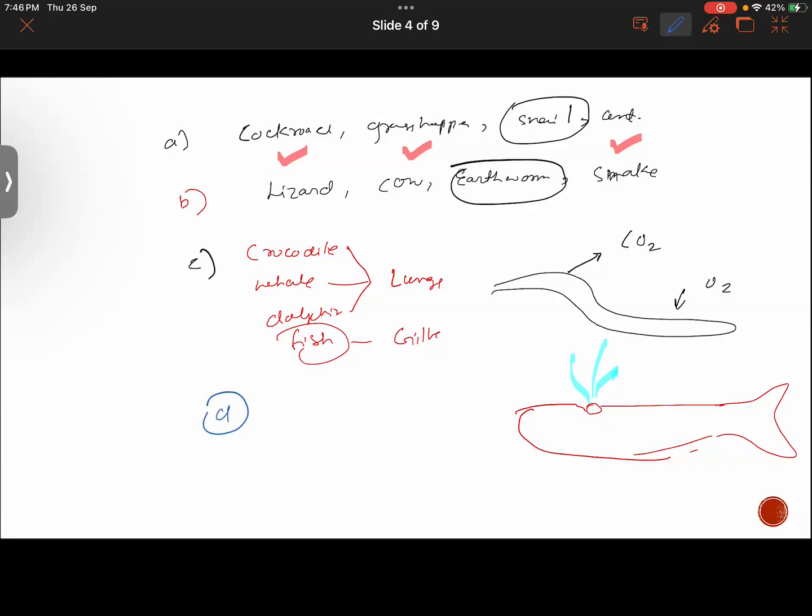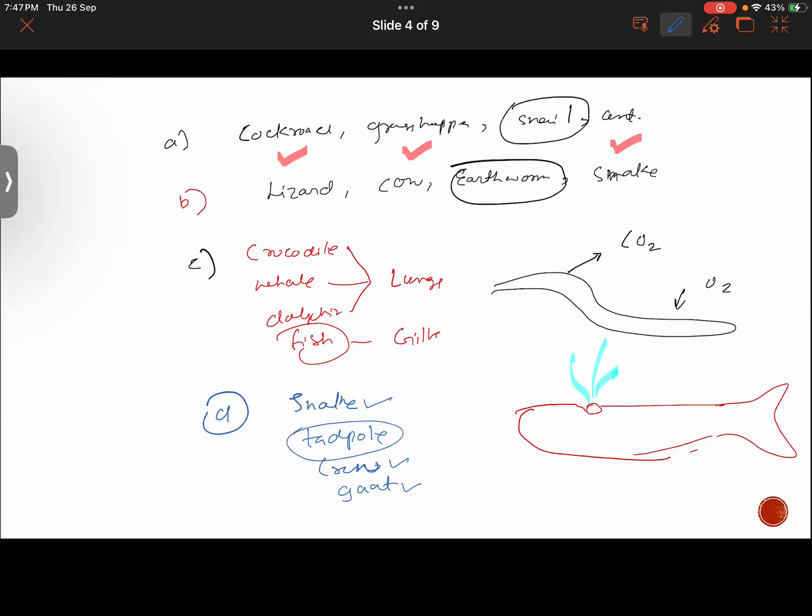Let's see if you guys can answer this one. You had the options as snake, tadpole, crow, and goat. Which one of them is odd here? We know that the goat, the crow, and the snake all of them have lungs in them.